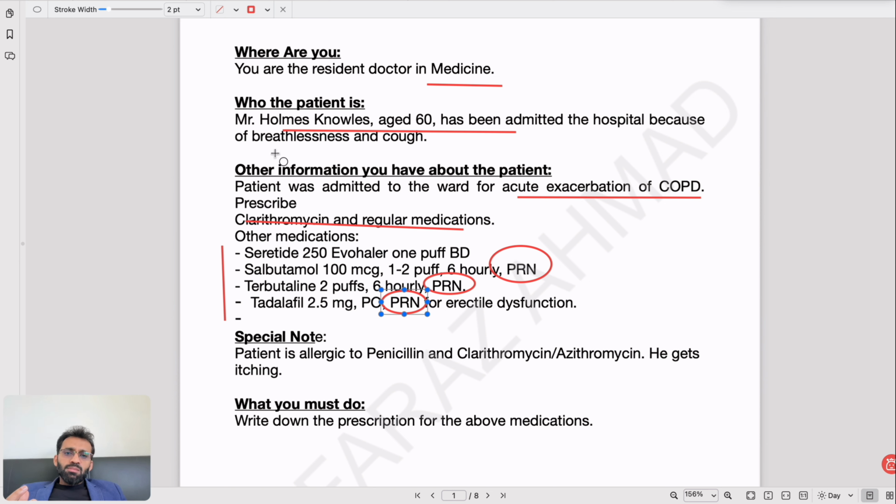The patient is admitted in the medical ward with acute exacerbation. So I think there is no need to write this medication. You can simply skip it, because it is not needed while the patient is admitted with respiratory compromise. The other important thing is the patient is allergic to both penicillin and clarithromycin. He gets itching. Your consultant had advised you to write clarithromycin, but the patient is allergic to this. So what you have to do is write down the prescription for the above medication.